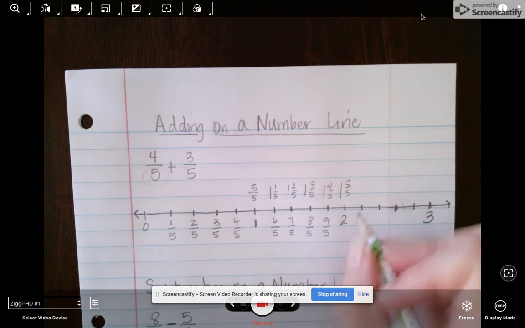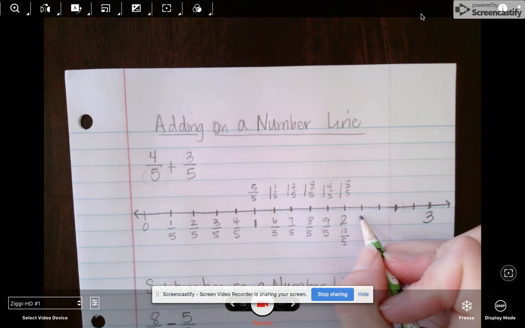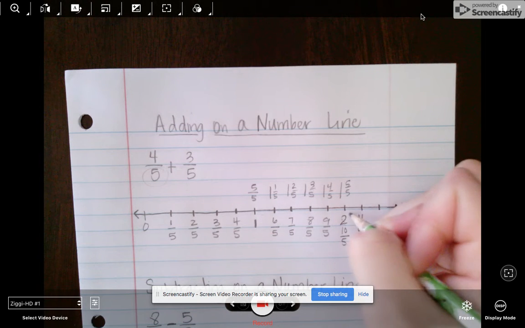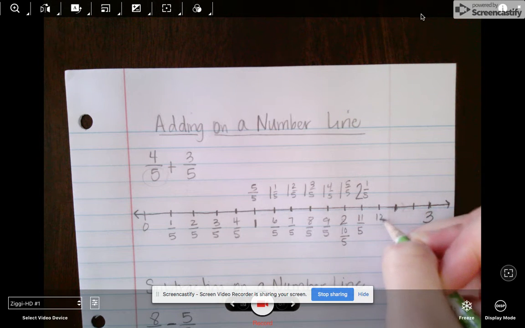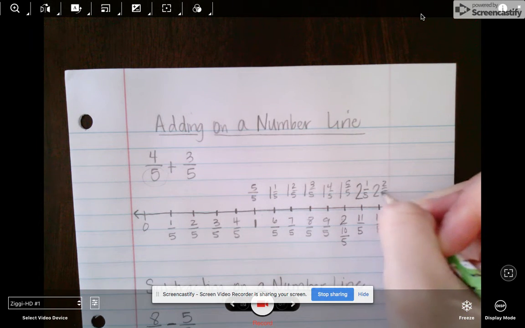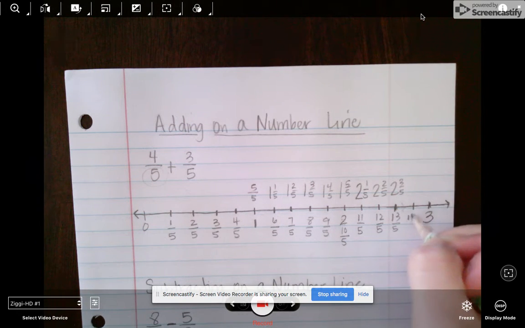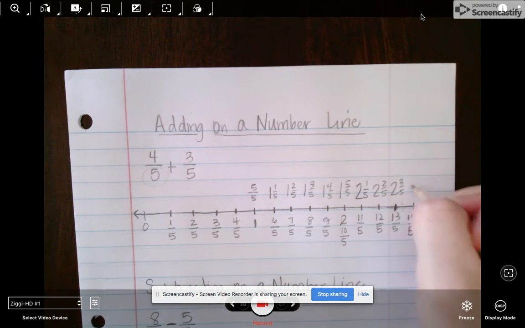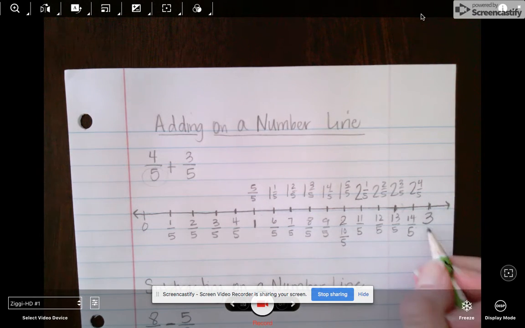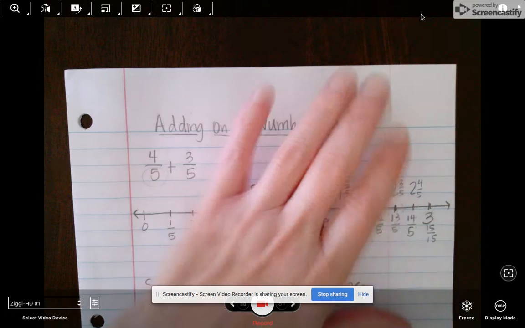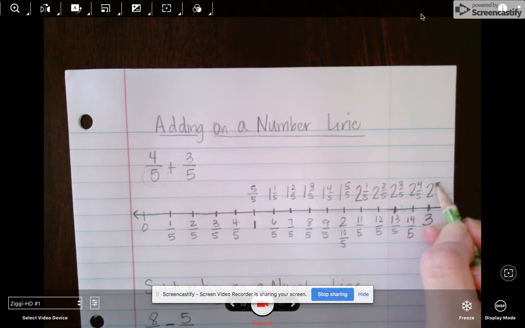And then here, this is 10/5 because 10 divided by 5 is 2. Then we would go to 11/5, which now our whole number would be 2, and we would start over with our fifths, so 2 1/5, 12/5, 2 2/5, 13/5, 2 3/5, 14/5, which is 2 4/5, and our 3 would be 15/5, which is 15 divided by 5, which is 3, or 2 5/5.